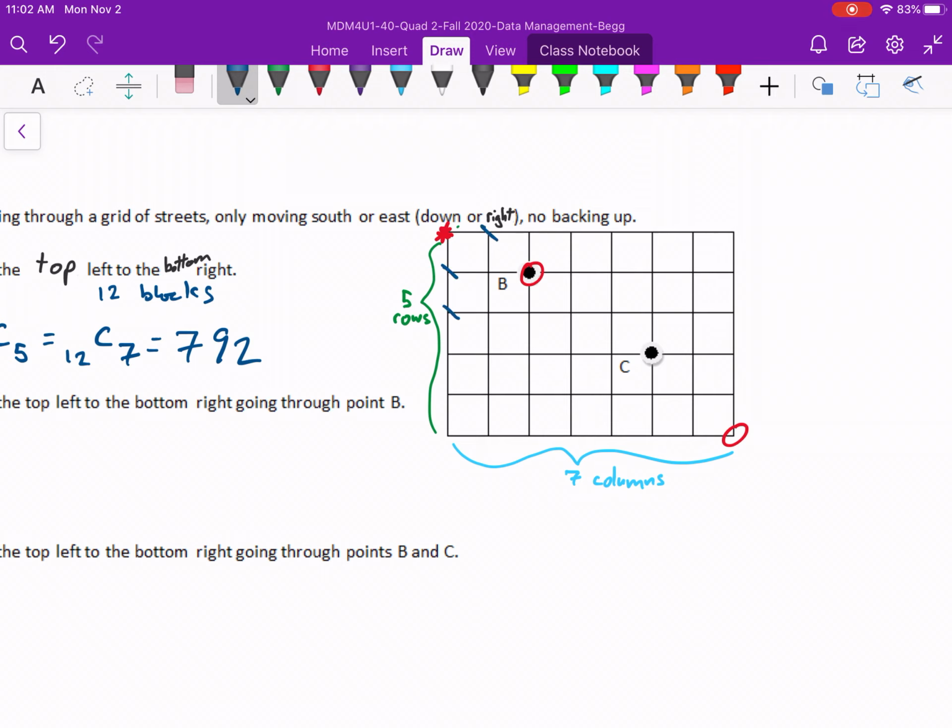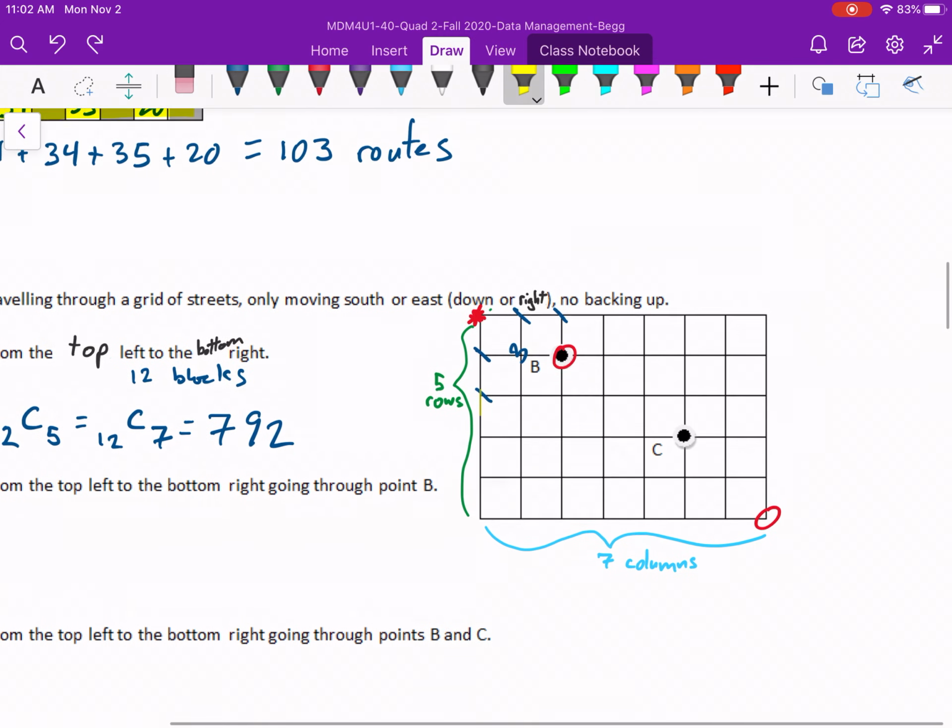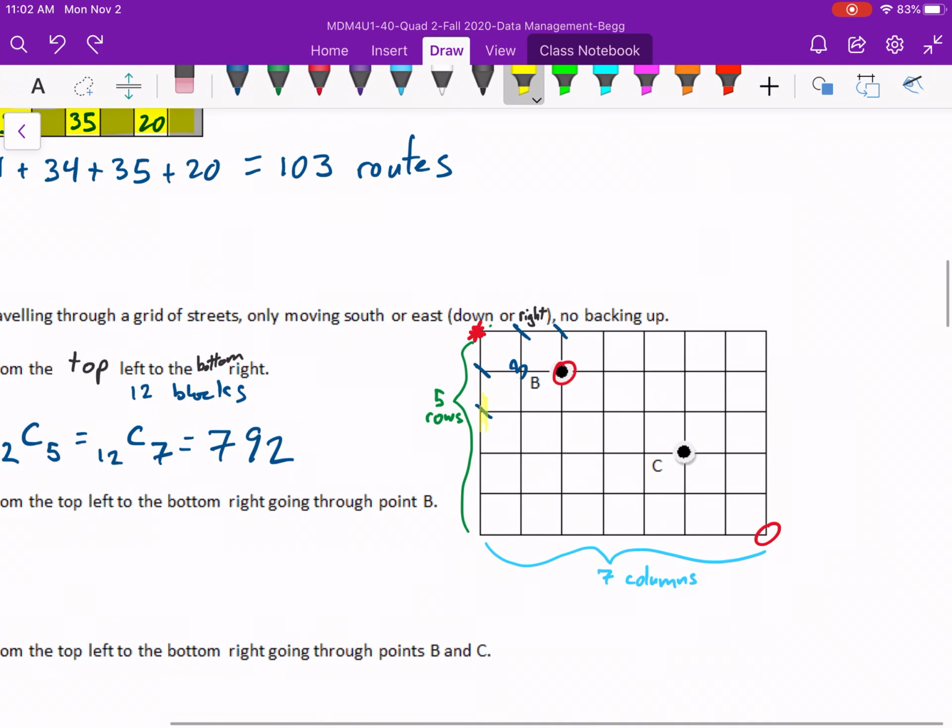1, 1, 1, 3, 1, oops. But actually, there's no point in putting this 1 down here. There's no point in putting that 1 there because I can't get back to B from there. I'm not allowed to move back up. So that was a mistake to fill that in.